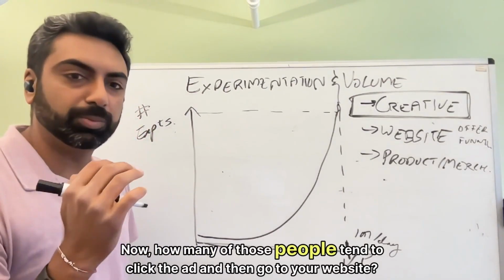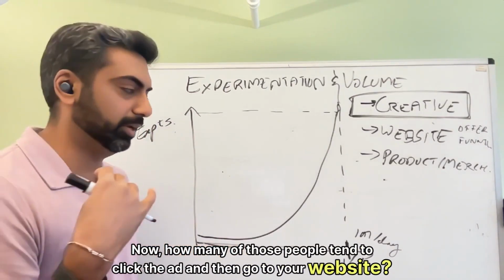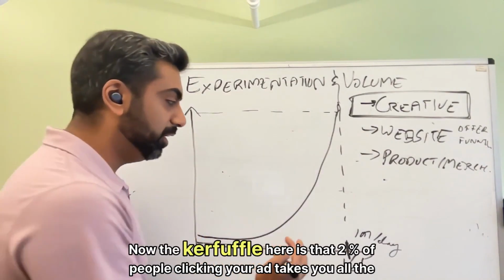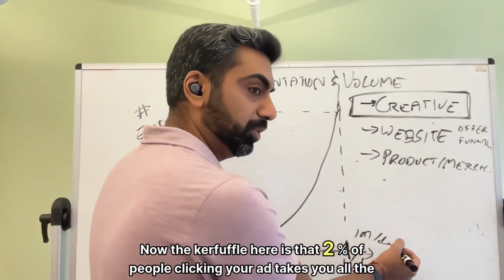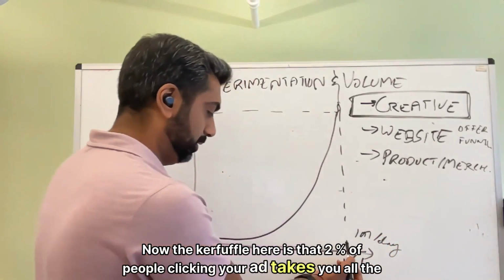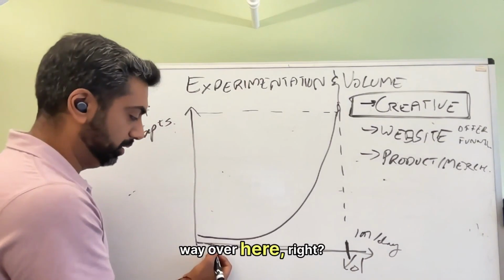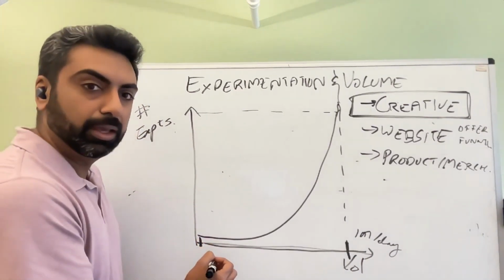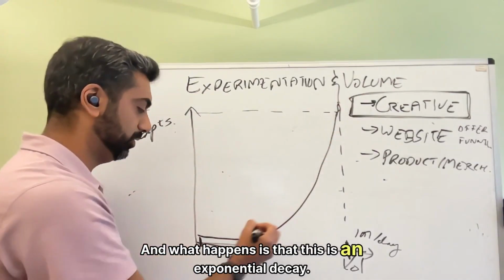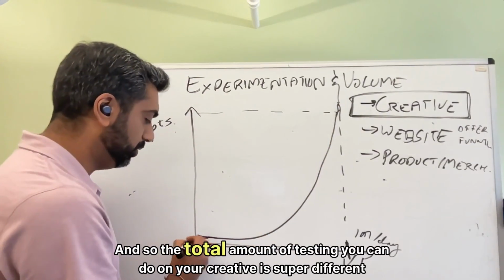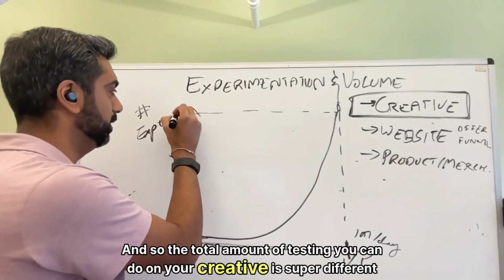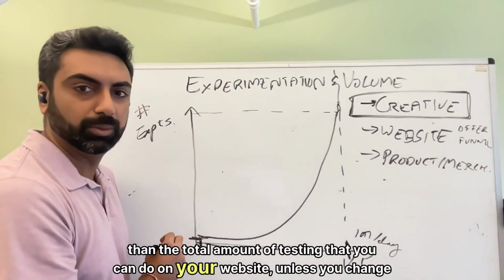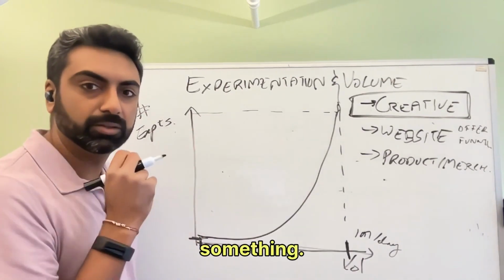Now, how many of those people tend to click the ad and then go to your website? Let's just say it's like 2%, right? Now, the kerfuffle here is that 2% of people clicking your ad takes you all the way over here, right? This is like 2% of where we are on this axis. And what happens is that this is an exponential decay. And so the total amount of testing you can do on your creative is super different than the total amount of testing that you can do on your website, unless you change something, right?